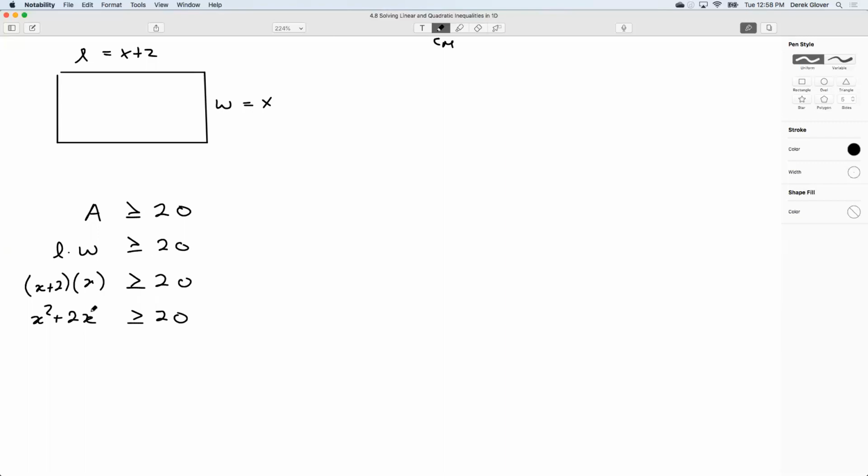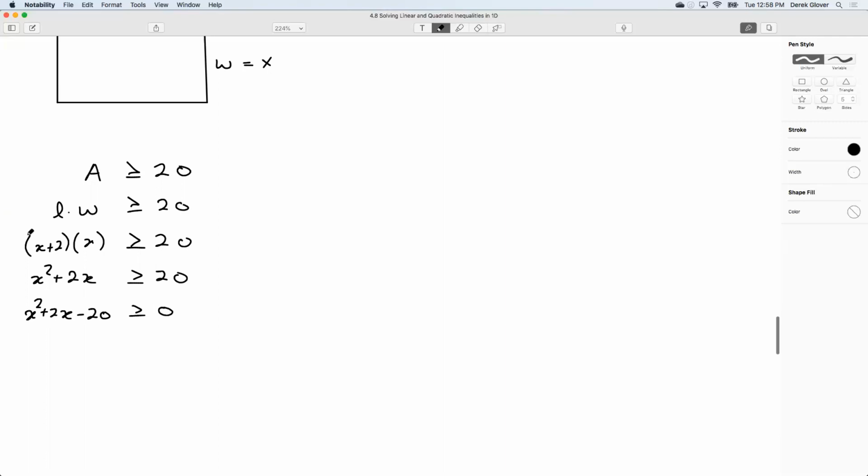We're going to move the 20 to the other side. So x squared plus 2x minus 20 is greater than or equal to 0. We're going to plot this function, and we're going to find out where it's greater than or equal to 0. So x squared plus 2x minus 20 is what we're interested in.